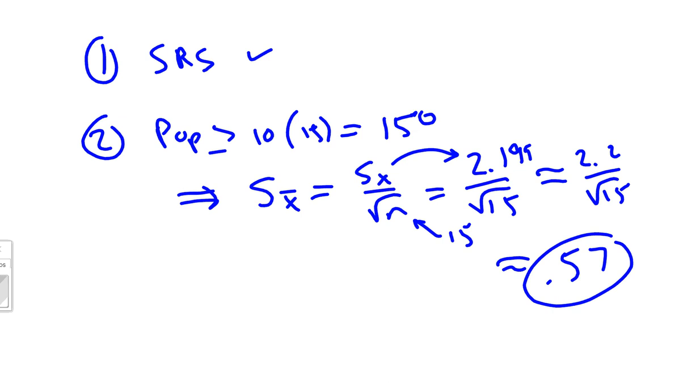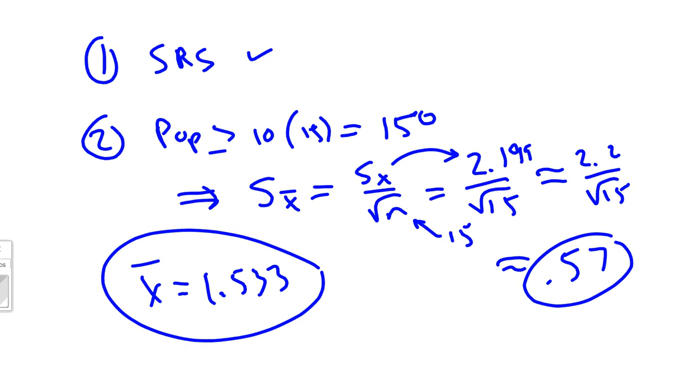Okay. While we're at it, we should also take a moment to make a note of x bar. We're going to need it later on. So I got an x bar of 1.533. So think about that in the context of the problem. That means that these trainees, on average, were remembering 1.53 license plates more after participating in the training.